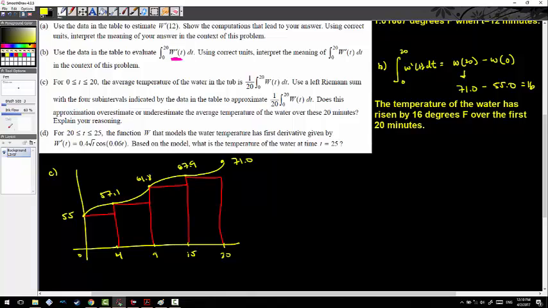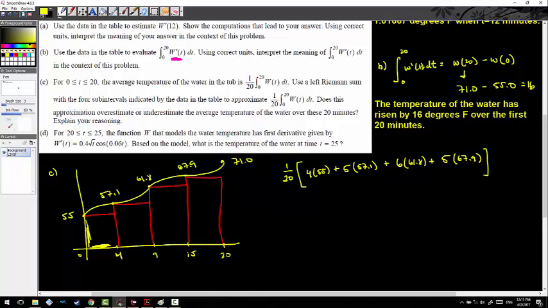So what it's going to be is 1 over 20 times a bunch of stuff. Now I'm just going to get areas of rectangles here. My first base is 4. Since I'm pulling the height from the left side, the height's going to be 55. So it's going to be 4 times 55 plus 5 times 57.1 plus 6 times 61.8 plus 5 times 67.9.